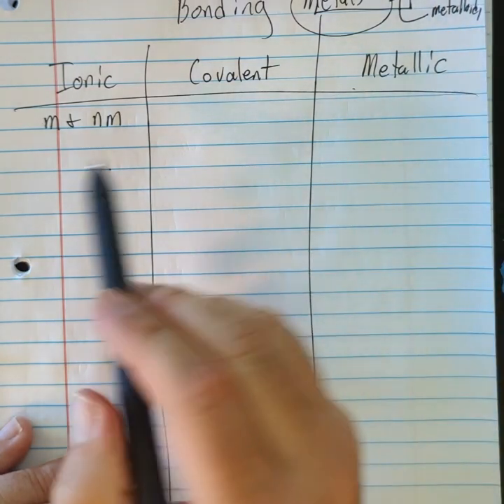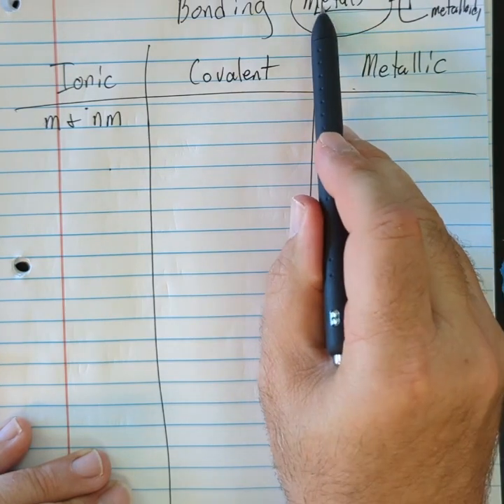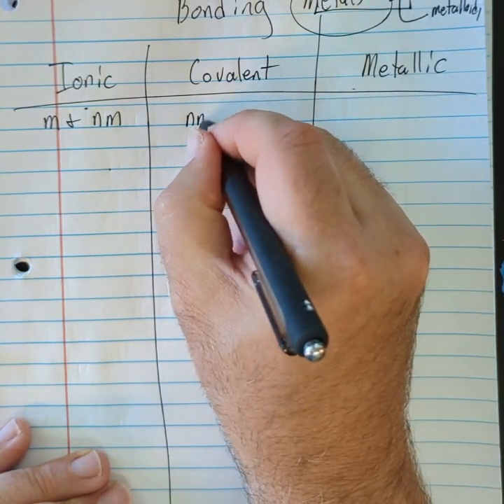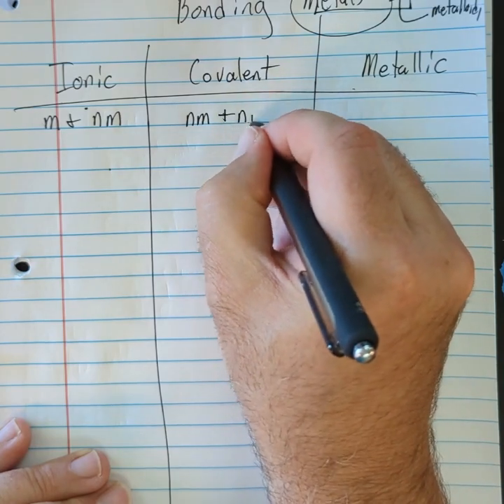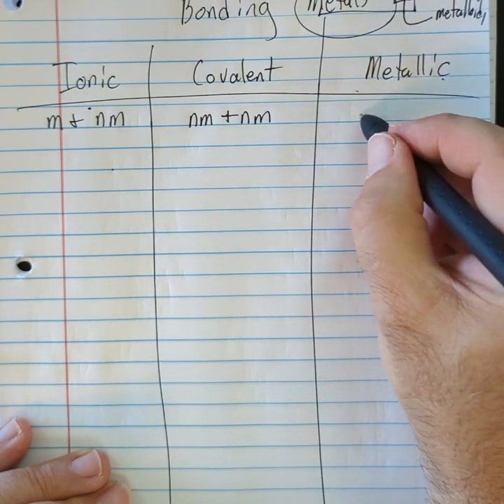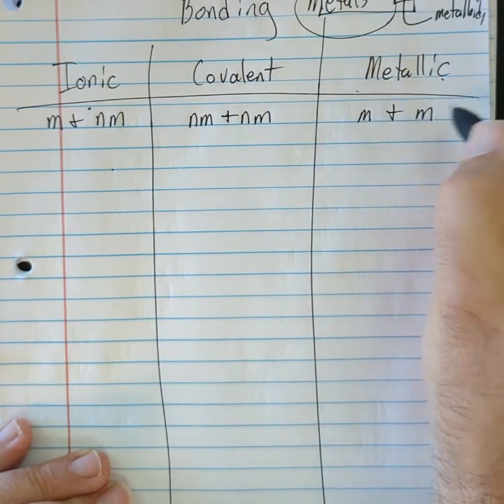All right, so an ionic bond is going to be between a metal and a non-metal. Covalent bonds are between 2 non-metals. So 2 of these guys. And then a metallic bond is between a metal and another metal.